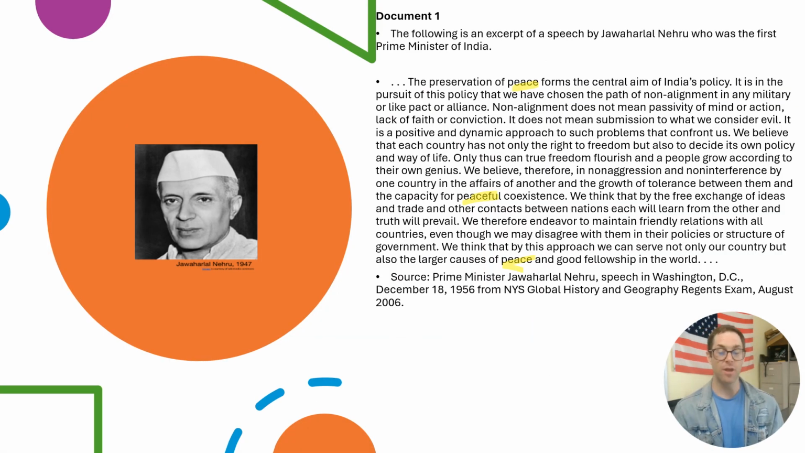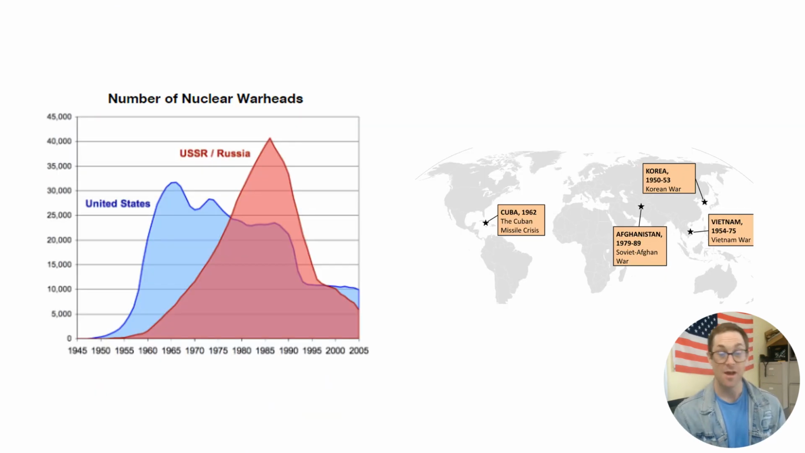And you can choose one of those two sides, or you can choose what India did. They chose peace, as you can see highlighted here in this document, most famously called non-alignment. They're not going to choose a side, and what they found was by not choosing a side, they could get benefits from both capitalists and communists. Of course, there were negative effects to the Cold War.